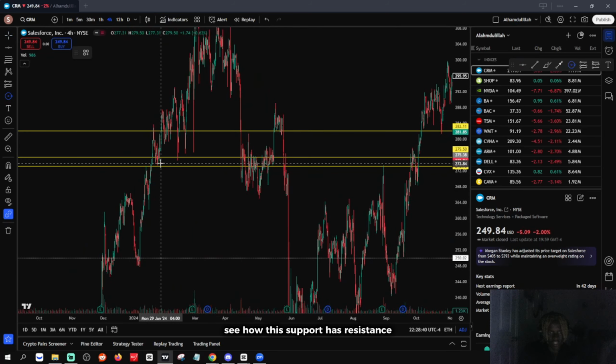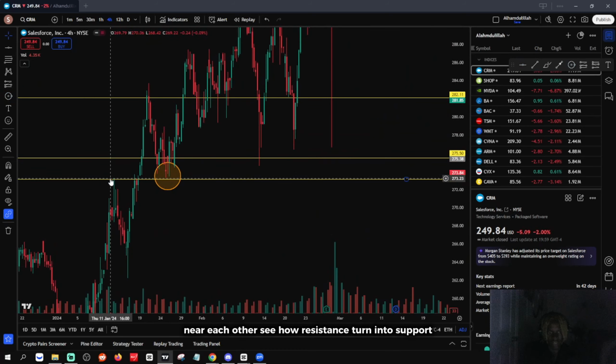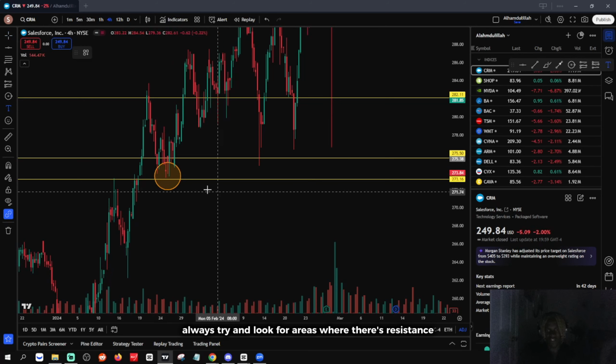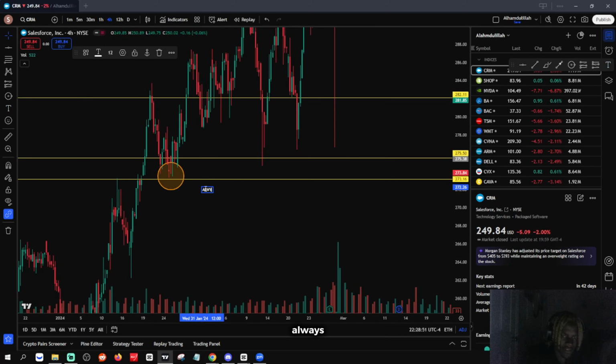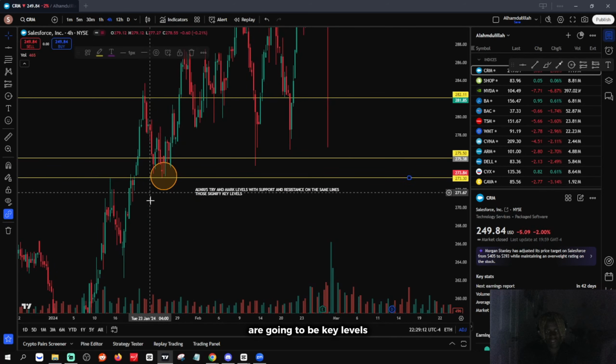See how this support has resistance? Always try and look for support and resistance near each other. See how resistance turned into support? Always try and look for areas where there's resistance. Always try and mark levels with support and resistance on the same lines. Those signify key levels. Okay? So areas with support and resistance on the same lines are going to be key levels.